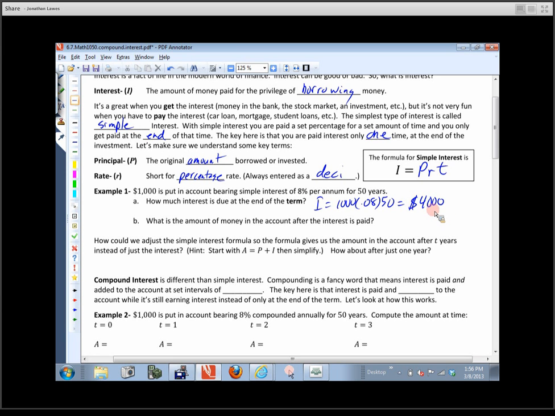Now stop and think about this for just a second. You put $1,000 in the bank. You left it there for 50 years. You come back and you say, hey, I want my money. So they give you your $1,000 back, and what else do they give you? They give you $4,000. So how much did they give you altogether? 5,000. So the amount in the account after those 50 years is $5,000. And you can go withdraw that and you're on your way.